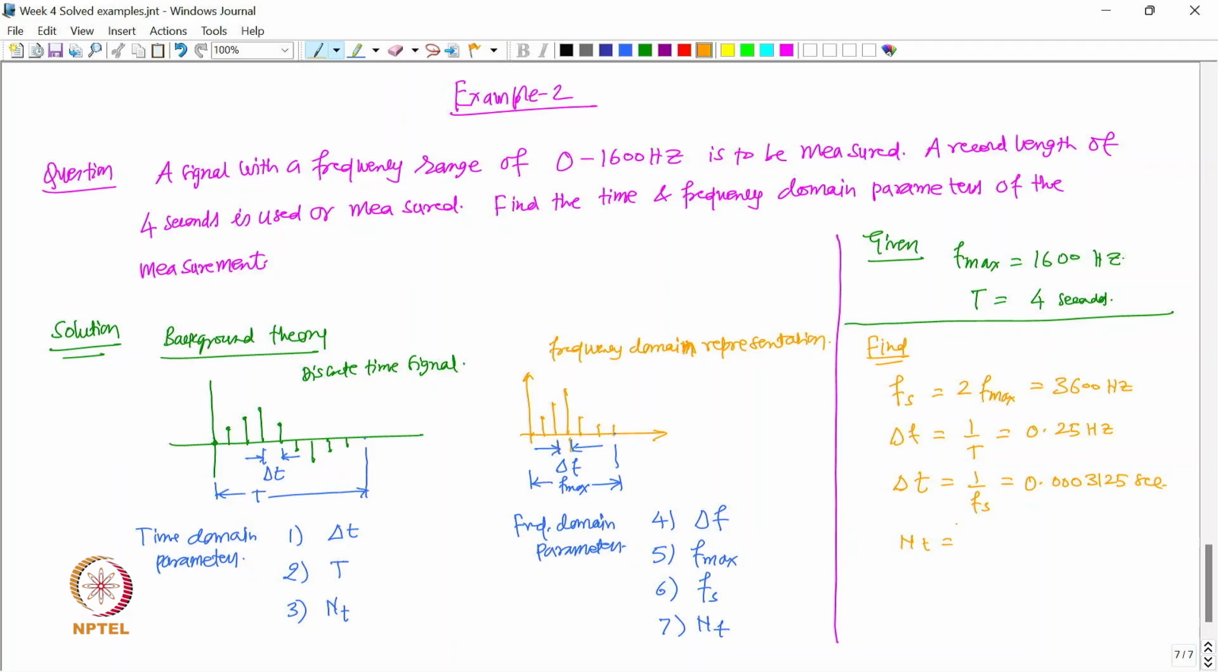And then the number of time samples depends upon the record length and the time gap, so T upon delta t, and that will be 12,800 samples. Then the number of frequency lines nf depends on the frequency range and the frequency resolution, so f max upon delta f, which is 1600 upon 0.25. So it will be 6400 frequency lines. I think this basically solves the problem.